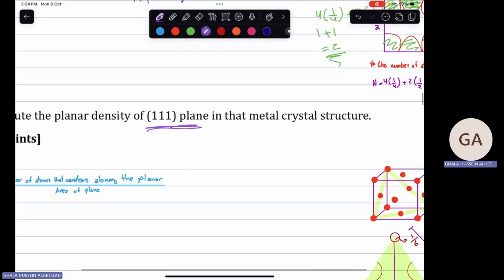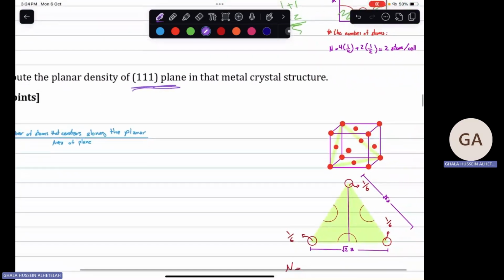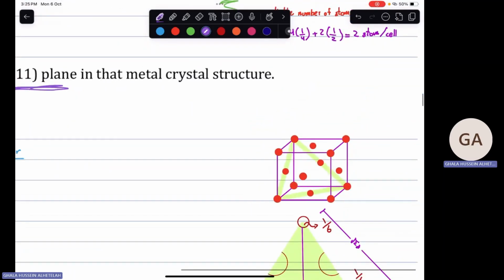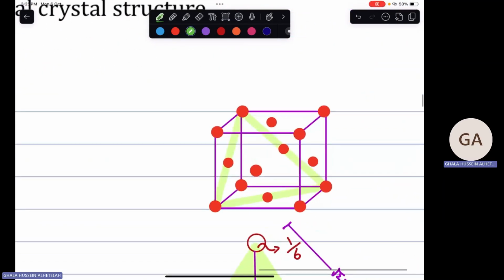It asks us to find the planar density in the same structure, which is FCC. Let's just draw it. We have (1, 1, 1), which crosses one on the x-axis, one on the y-axis, and one on the z-axis.